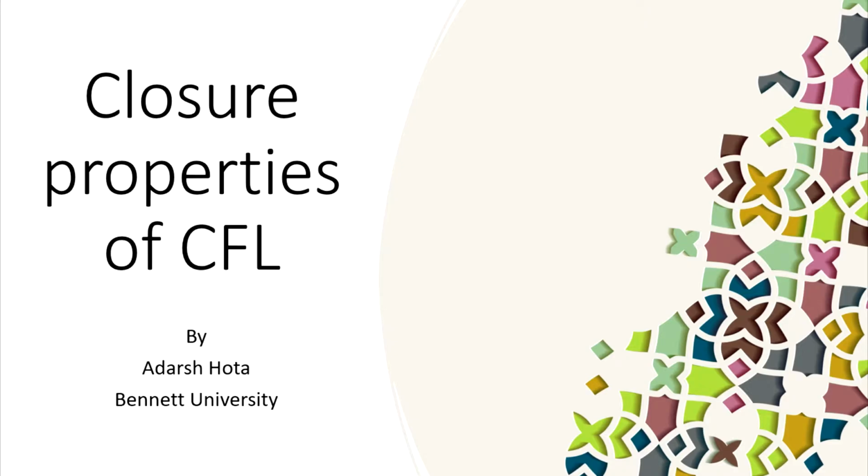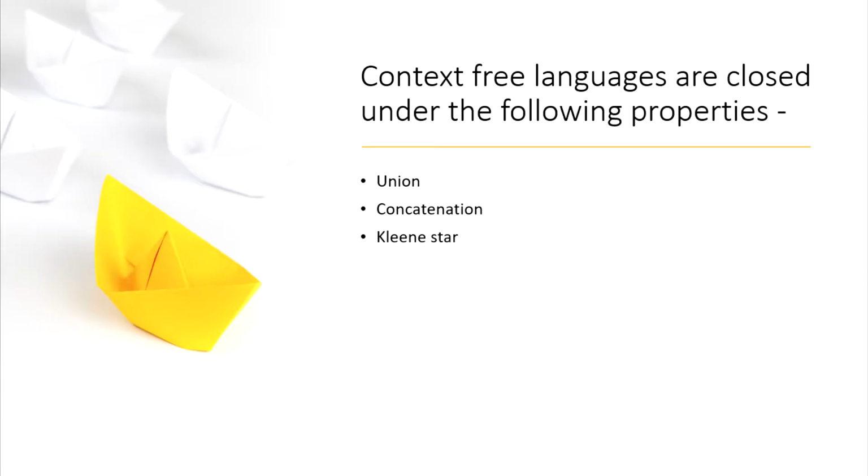Context-free languages are closed under the union property, the concatenation property and the Kleene star property. In this video we will discuss these three properties in detail. First we will understand what the union property is with respect to an example, and then we will see how the context-free languages satisfy the union property. The same thing we'll do for the concatenation property and the Kleene star property.